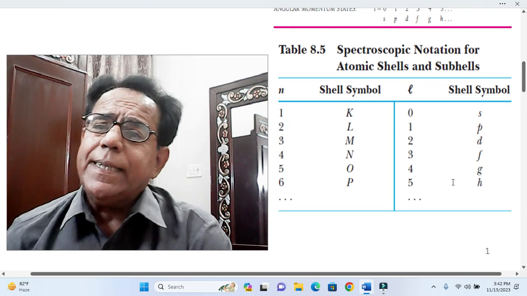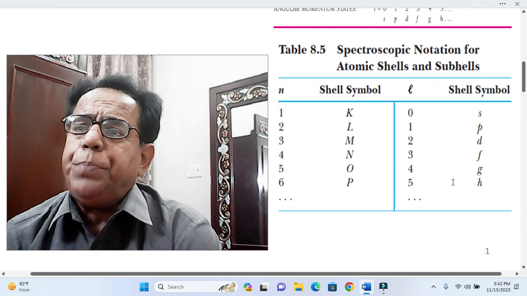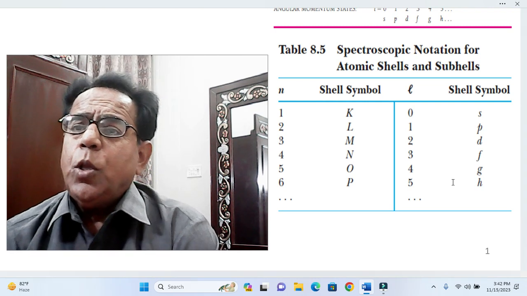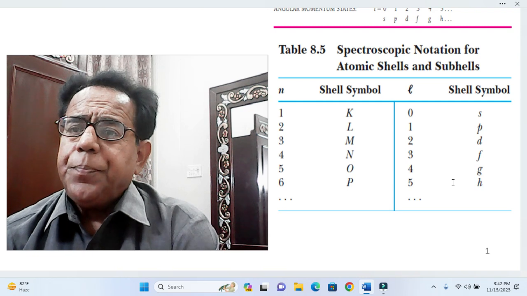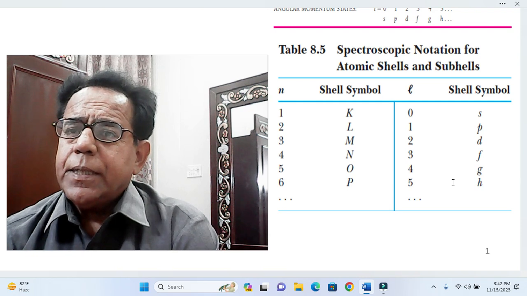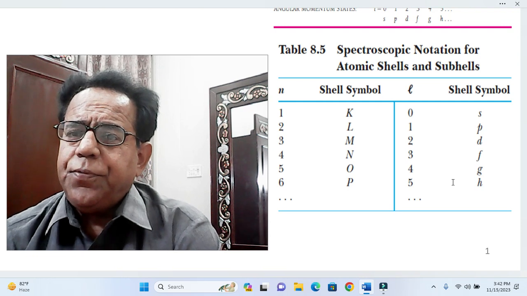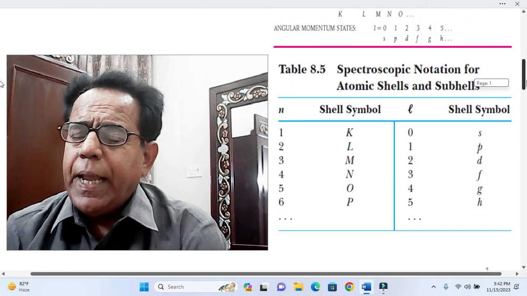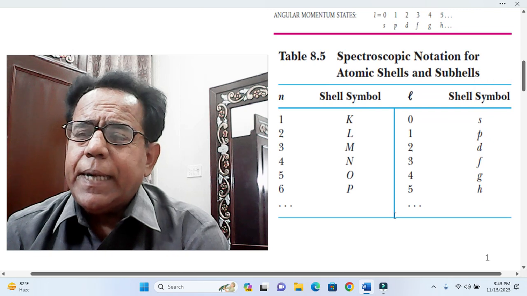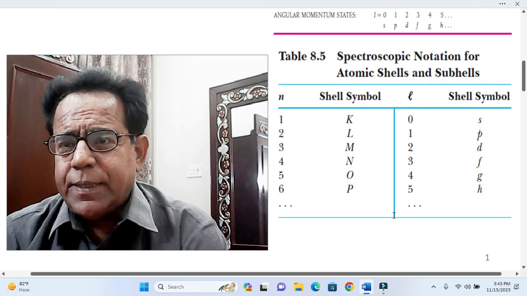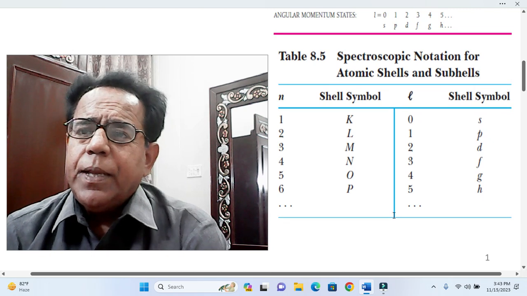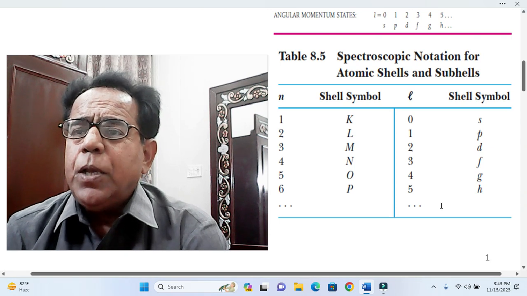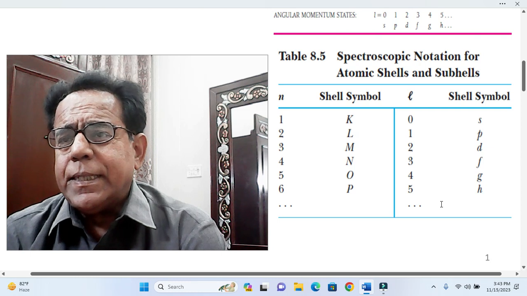Students, this is the second snapshot: spectroscopic notation for atomic shells and subshells. On the left column, n is 1, 2, 3, 4, 5, 6 and so on, and the second column gives the shell symbols K, L, M, N, O, P.